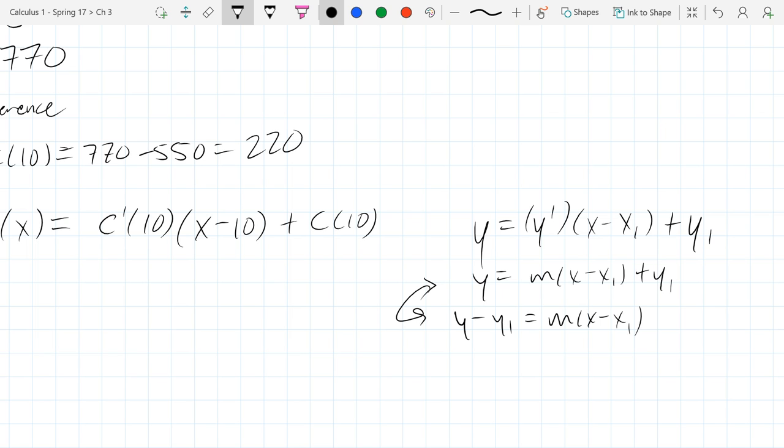Point-slope? All right. So I recommend, I've said this before, use point-slope form a little bit more often than the other forms. Slope-intercept is useful, but I think point-slope form is usually a little faster. And when we go to linearize, it's exactly what you're going to use.